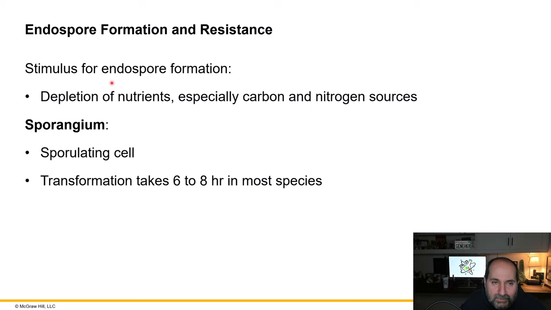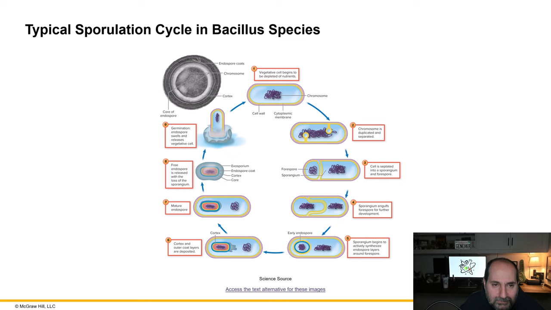The mother cell will form endospores. The vegetative cell will form endospores. And this refers to the sporangium. The sporangium refers to the sporulating cell, the cell that's making the spore. And transformation can take 6 to 8 hours in most species. So it could take 6 to 8 hours for these endospores to form.